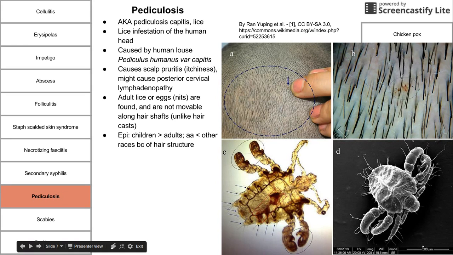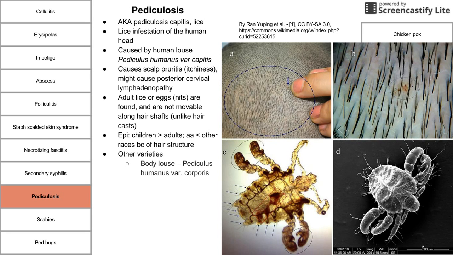Children get these more than adults, and African Americans get them less than other races due to the difference in their hair structure. There are other varieties of pediculosis. There's also a body louse. There's a pubic or crab louse.